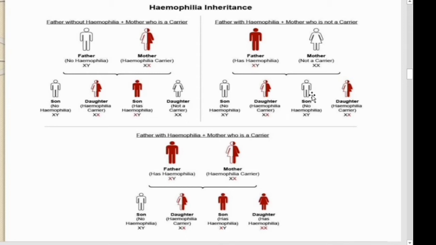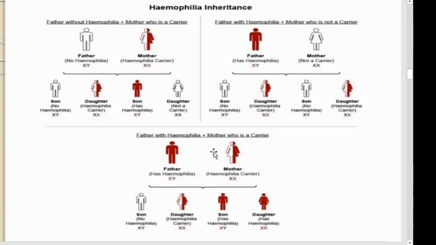And in the case of the second son, he will be non-hemophilic because he will receive the Y chromosome from his father and the healthy X chromosome from his mom. And in the case of the second daughter, she will be a carrier for hemophilia because she will receive the defective X chromosome from the father and the healthy X chromosome from her mother, so she will act as a carrier for hemophilia.